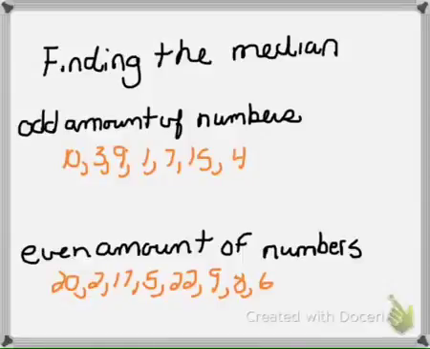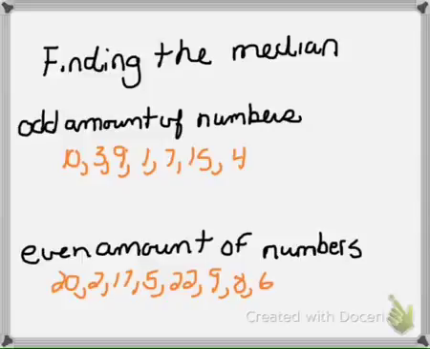This lesson is to show you how to find the median. I'm going to give you two different situations. In our first situation, I have an odd amount of numbers. So I have 1, 2, 3, 4, 5, 6, 7 numbers. There's an odd amount of numbers there. Either way, I start the same way.